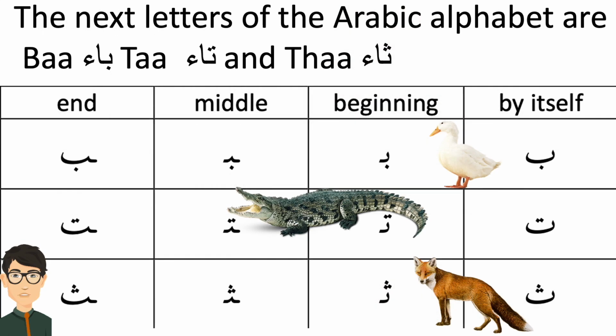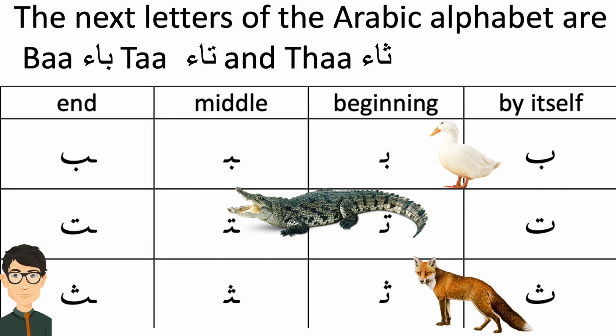The next letters of the Arabic alphabet are ba, ta, and tha. Now we're grouping these letters together because the basic shape of the letters is exactly the same. The only difference is the number of dots and the location of the dots.